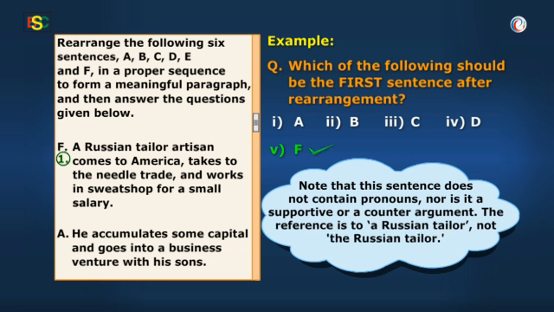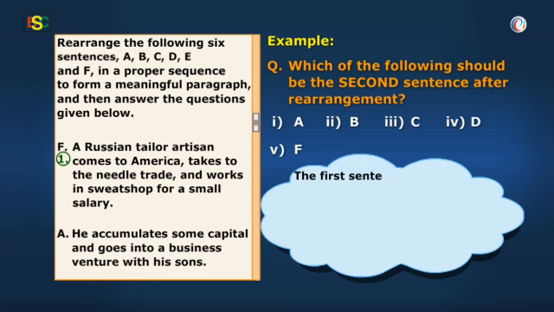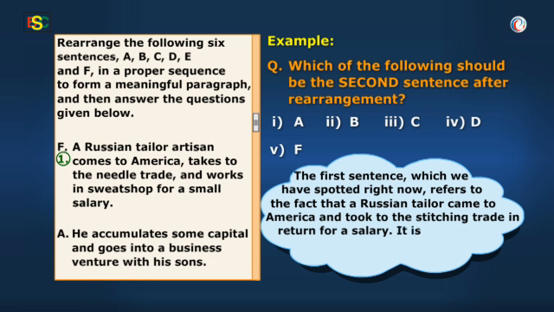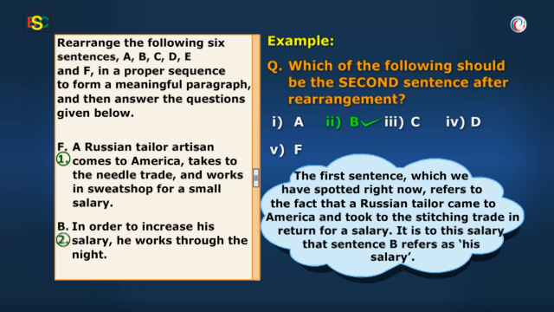Now, we have to identify the second sentence of the paragraph. The first sentence, which we have spotted right now, refers to the fact that a Russian tailor came to America and took to the stitching trade in return for a salary. It is to this salary that sentence B refers as his salary. Therefore, sentence B is the second sentence of this paragraph.